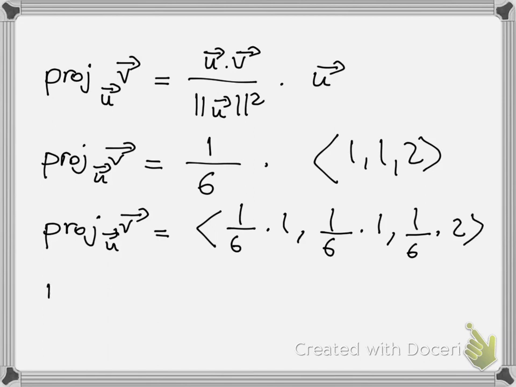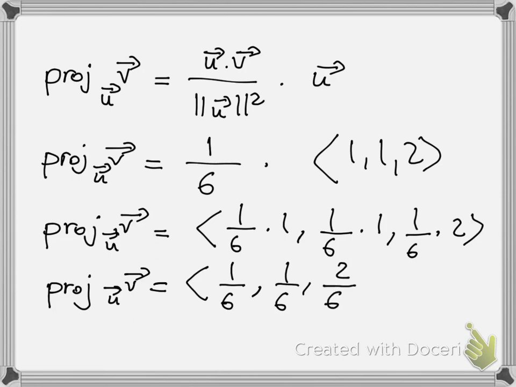So the answer, projection of v onto u, would be 1 over 6, 1 over 6, and then 2 over 6, which is 1/3. Okay, so that will be the projection of v onto u.